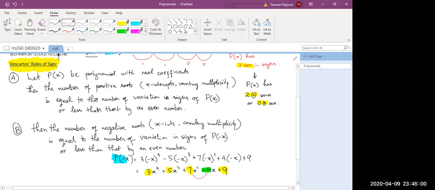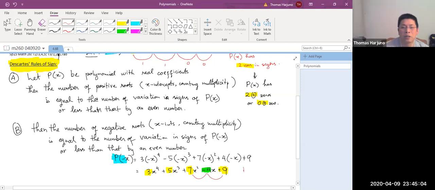1 and 2, right? So P(x) has, from here, then we say P(x) has 2 or 0 negative zeros.